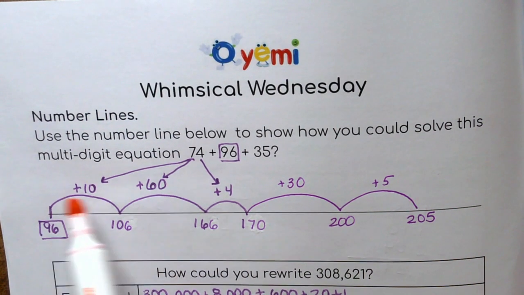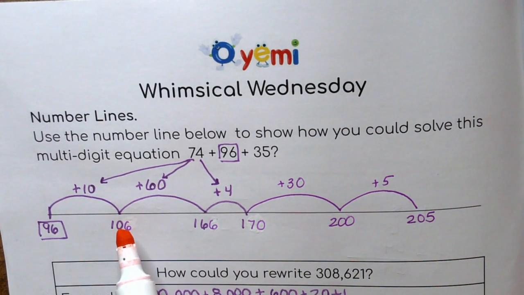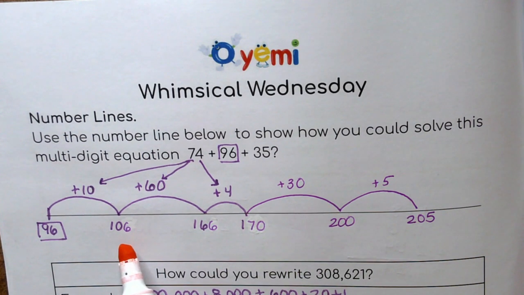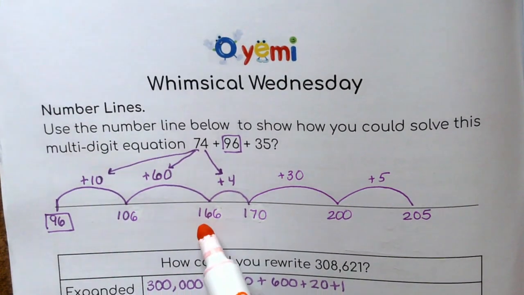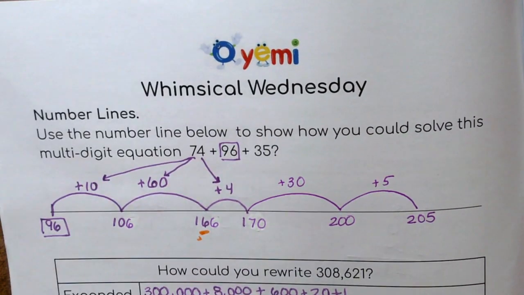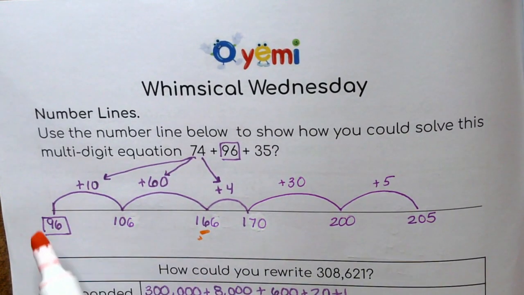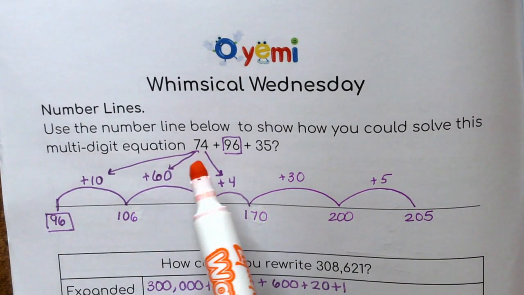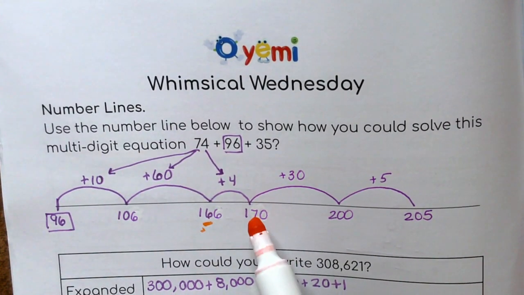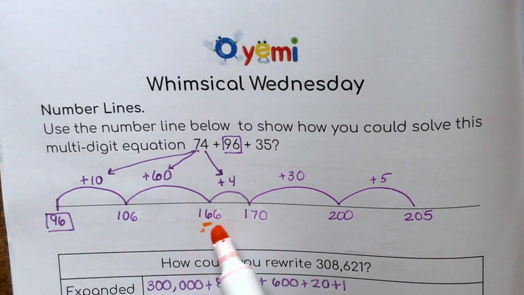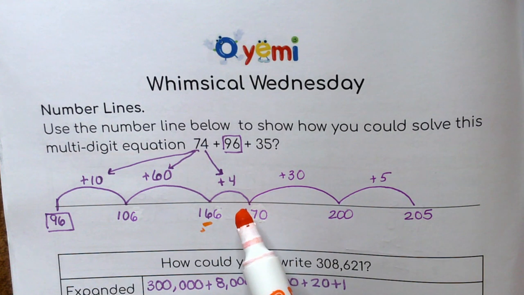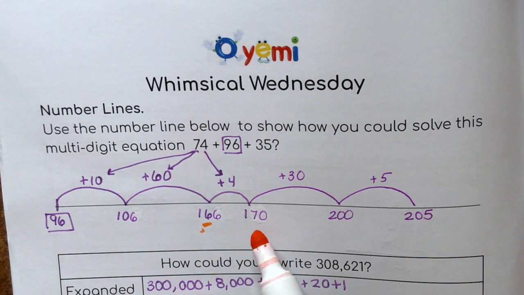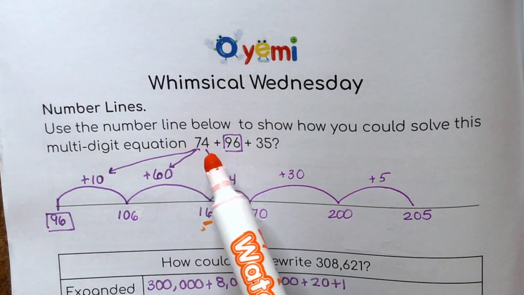So here, 10 plus 96 will give me 106. Now I can do the 60 because it's easy to just see that I'm going to have 6 tens in the tens place. So the 10 and the 60 is what gives me my 70. And then I just added 4. 166, plus 4 will take me to 170. So that was this first number.